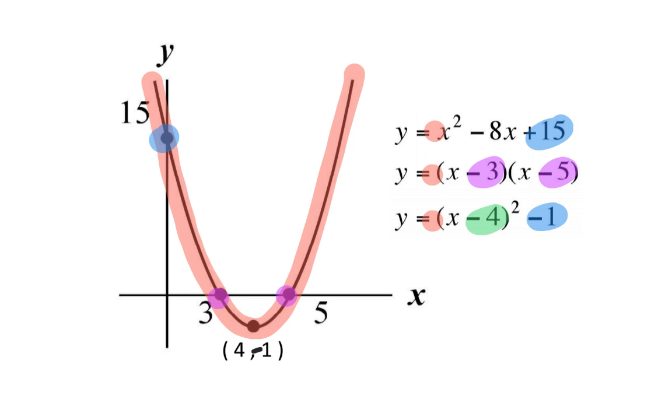The actual vertex is 4 and negative 1, but you'll notice that these numbers are not exactly the same as these numbers. The negative 1 is the same as this negative 1, but this is a 4, while this is a negative 4. So as you can see, the sign for the number in the brackets has to switch. In conclusion, just be careful with the numbers in the brackets as their signs need to switch.